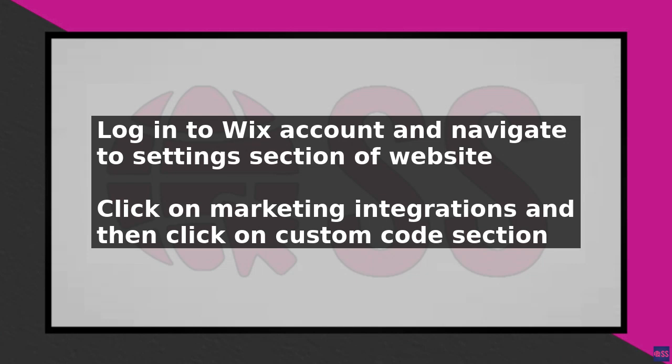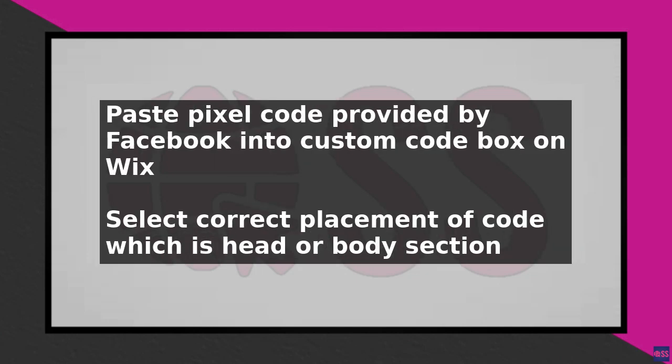Make sure to select the correct placement of the code, which is head or body, depending on your website setup. Then, set the code to load on every page of your website by selecting the All Pages option. Finally, click on Apply to save the changes and add the Facebook Pixel to your Wix website.